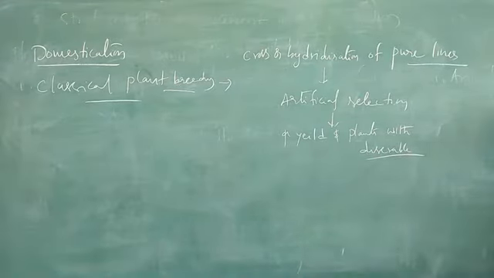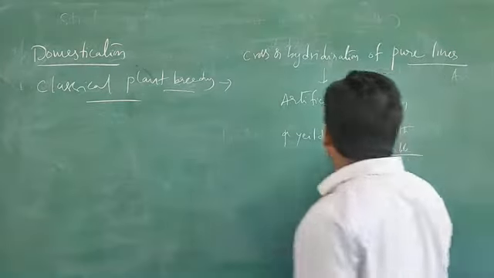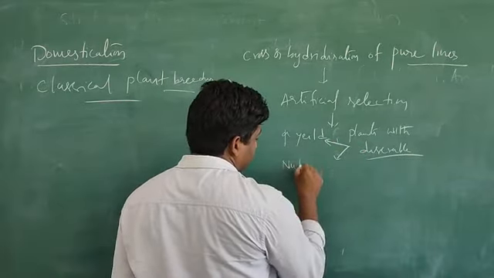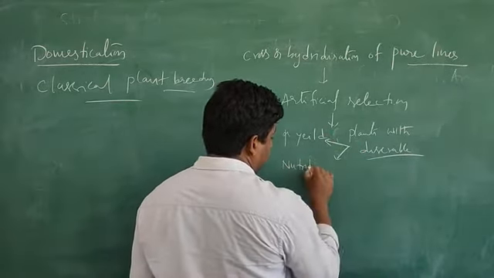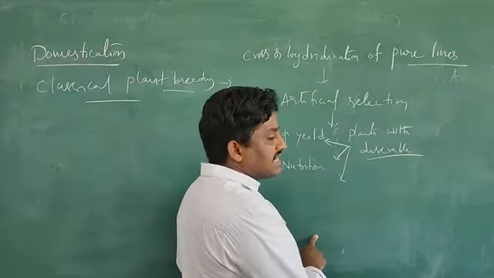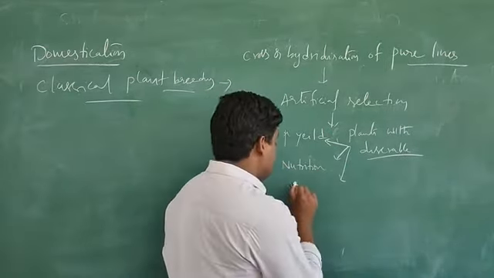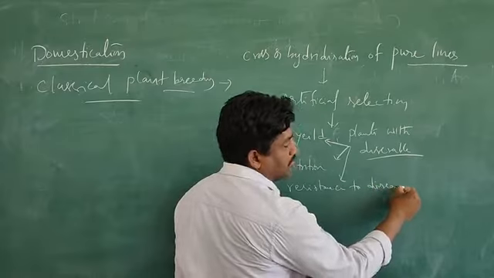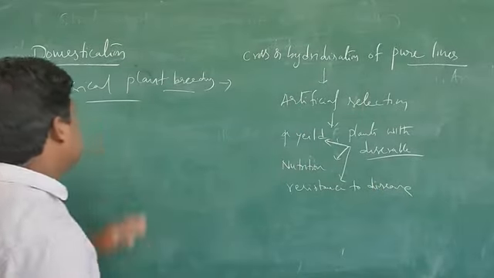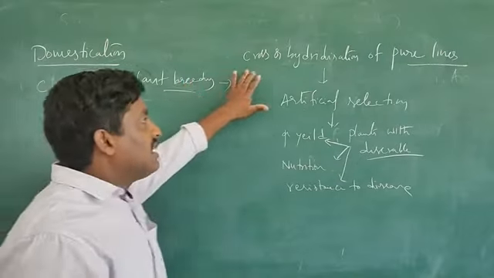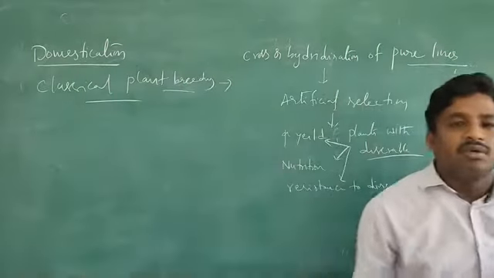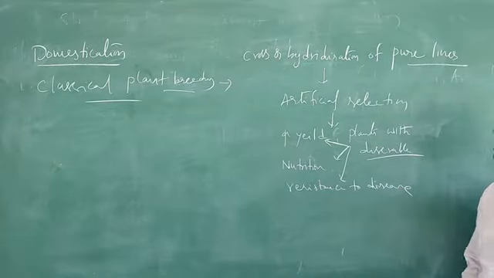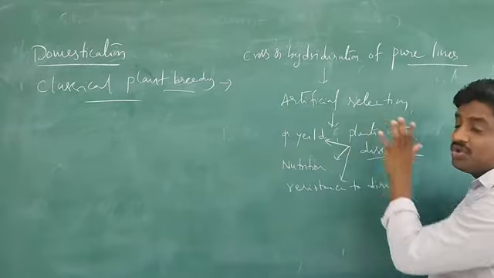Such desirable characters mean what? Here it can be increasing the yield, and also nutrition and disease resistance. So such varieties are developed. Once again, classical plant breeding means the cross or hybridization of pure lines. Pure lines are developed, and then from the plants produced, we artificially select.